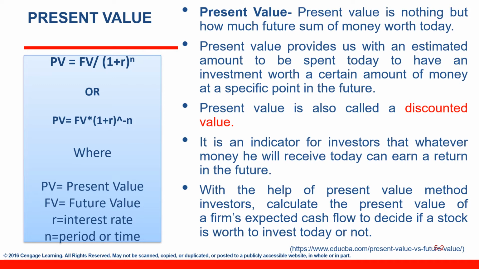So present value. Present value is nothing but how much a future sum of money is worth today. We know that our money today is different from our money tomorrow, okay? So present value provides us with an estimated amount to be spent today to have an investment worth a certain amount of money at a specific point in the future. Present value is also called the discounted value.